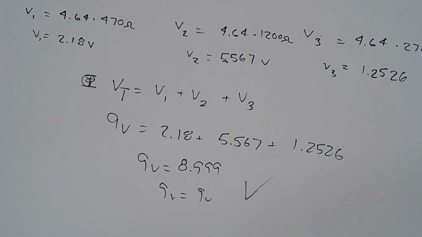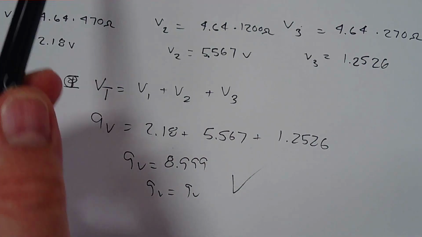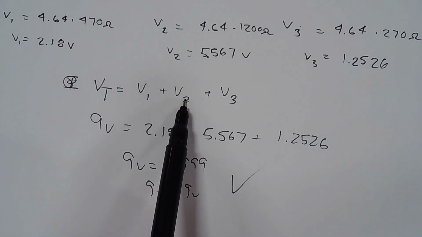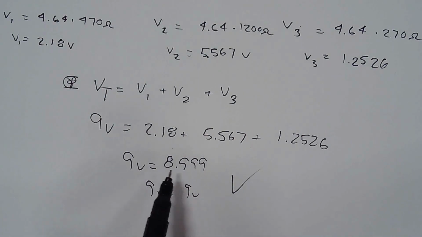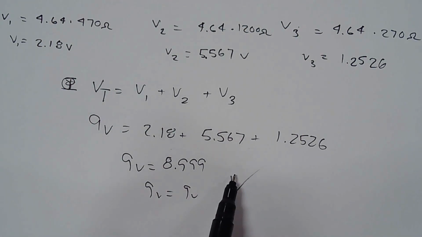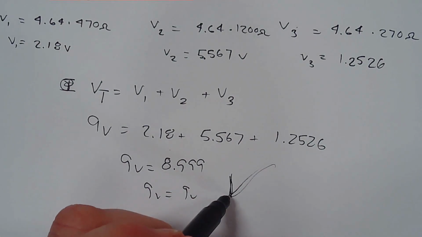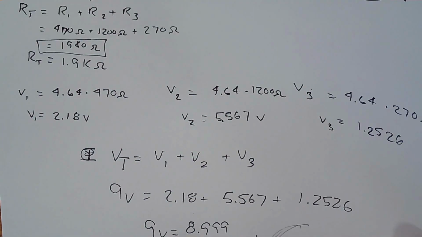And now you can see what I was writing that entire time, right? So voltage total in a series circuit is voltage 1 plus voltage 2 plus voltage 3. And then if I add those three together, they should equal 9 volts. I got 9 volts equals 8.999. Right, so 9 volts equals 9 volts. The whole shebang checks. And then we have the last number, or the last problem.